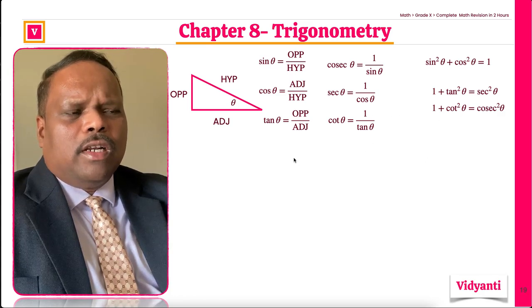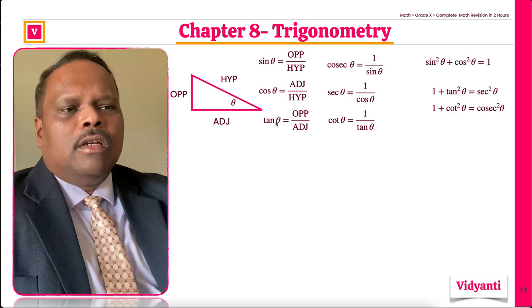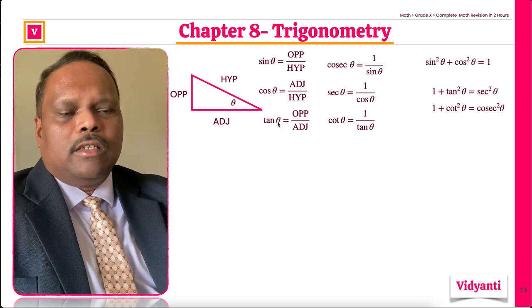We have one more relation which I have not written here, I have written it in the table. Tan theta is sin upon cos. So sin theta upon cos theta is equal to tan theta.